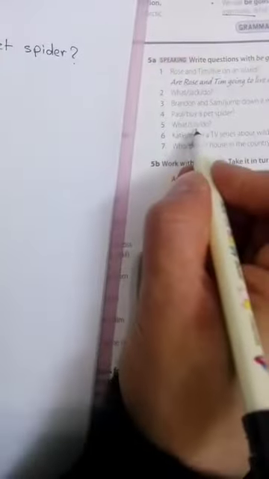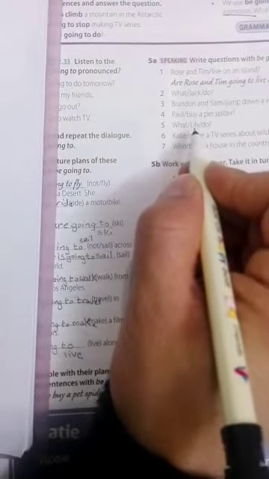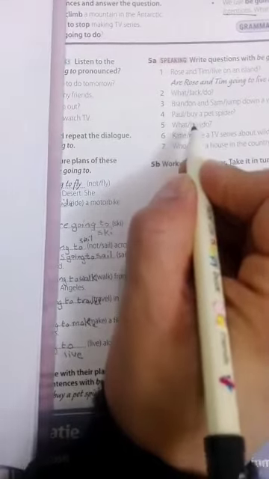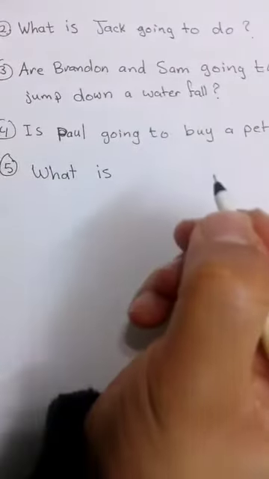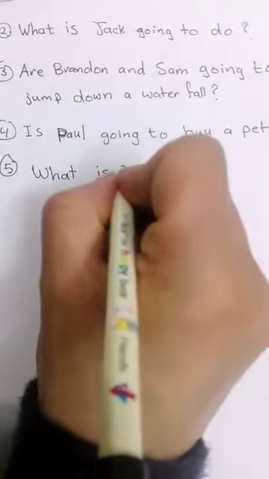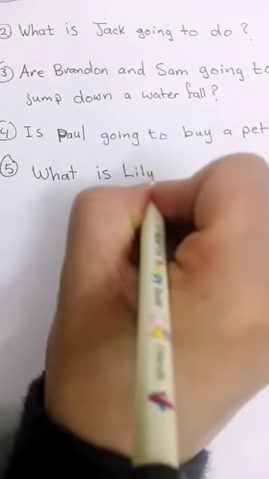Then the verb to be. What do we have here? We have Lily, and Lily is a singular noun, so we should use the verb to be "is." So "what," then the verb to be "is." What is, and what's the subject? Lily. So, what is Lily?